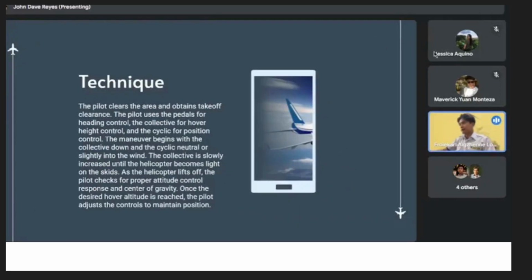So for the technique, the pilot clears the area and obtains takeoff clearance. The pilot uses the pedals for heading control, the collective for hover height control, and the cyclic for position control. The maneuver begins with the collective down and the cyclic neutral or slightly into the wind. The collective is slowly increased until the helicopter becomes light on skids. As the helicopter lifts off, the pilot checks for proper attitude control response and center of gravity. Once the desired hover altitude is reached, the pilot adjusts the controls to maintain position. Next slide, please.